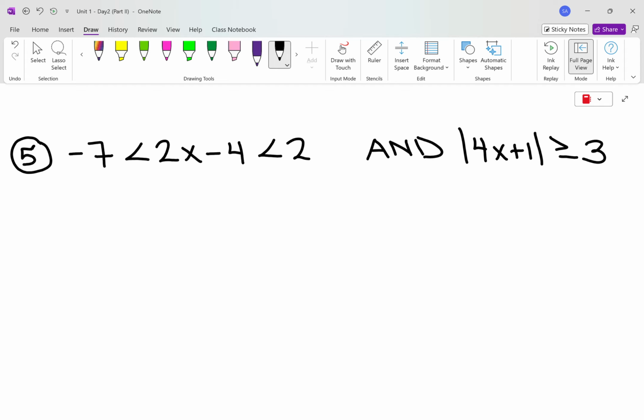And remember, when you have one compound inequality all together like this, what's the connecting word? And. So I'm going to make two different inequalities. I'm going to put and in the middle. For the first inequality, we're going to start at negative 7 and go all the way to the second inequality sign, but stop. Don't include that. So my first inequality is going to be negative 7 is less than 2x minus 4. Put the word and. And now the second inequality, I'm ignoring the negative 7 less than. I'm going to start at the 2x minus 4 is less than 2. That's the second inequality.